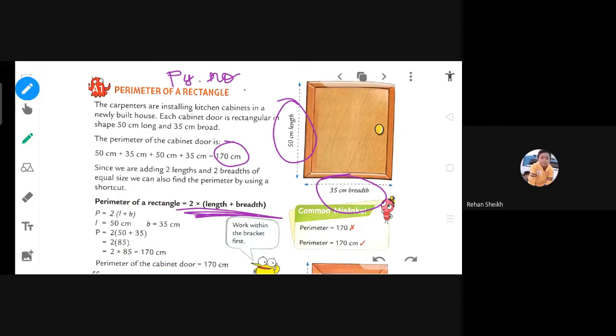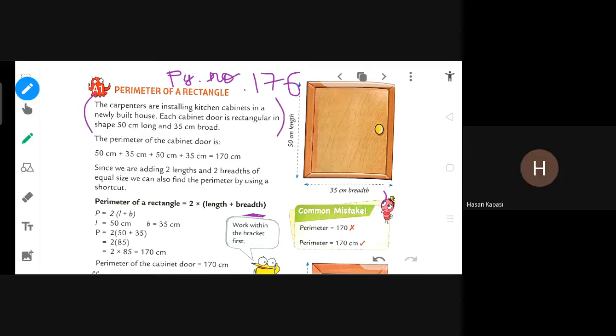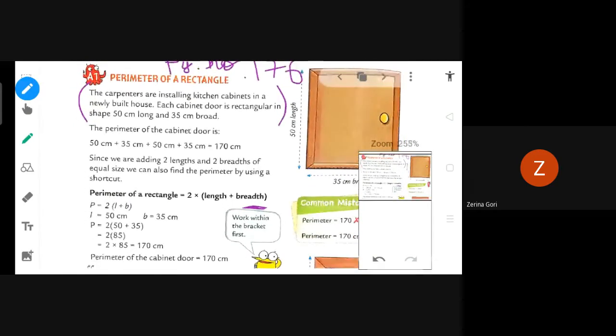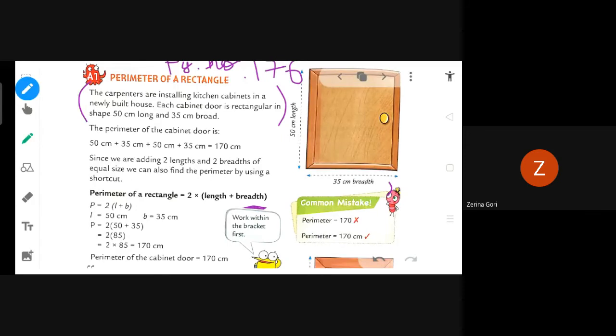Wait, let someone tell me the page number. Ma'am, page number 176. Okay, thank you. So now, who will read this, or shall I only read? Arman will read because his turn has not come. Yes, ma'am.